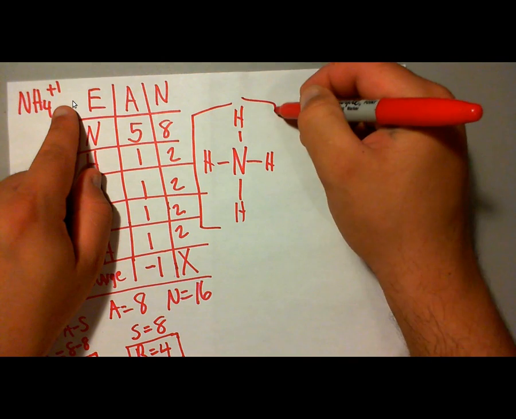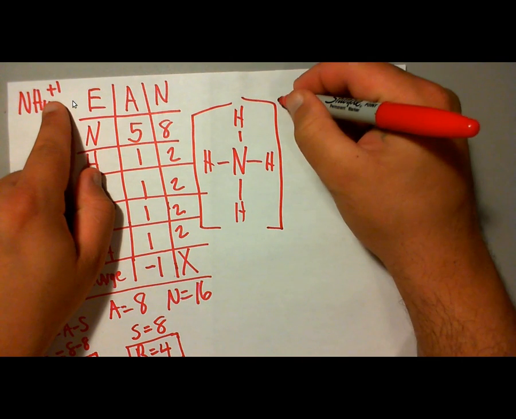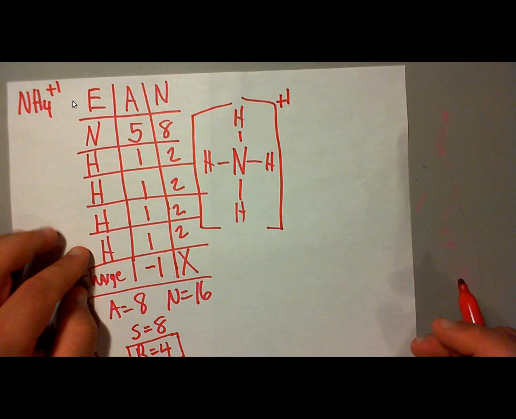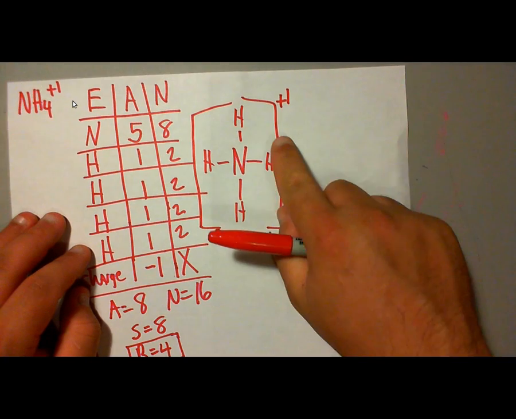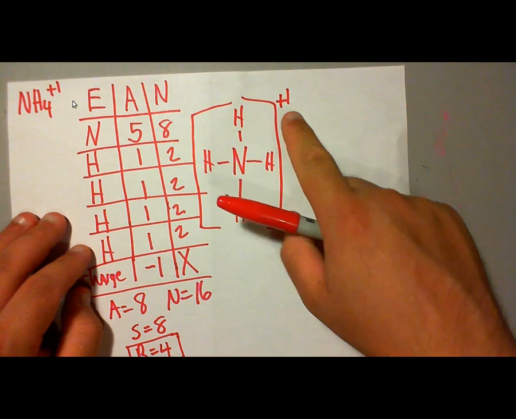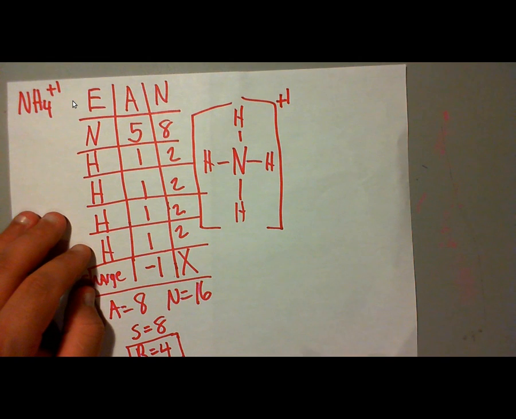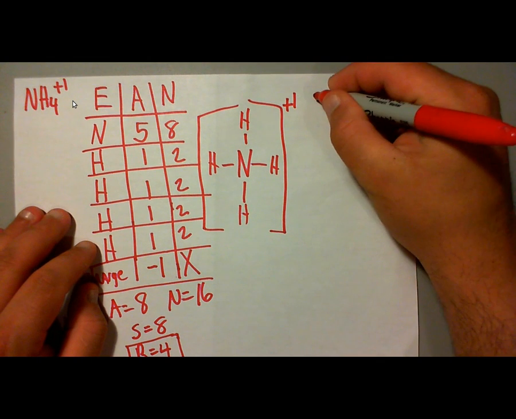And outside the bracket in the top right hand corner, we'll write the charge again, plus 1. Now it's okay if you write just plus or 1 plus. Technically you should write 1 plus, but this is the mathematician in me. Now let's go ahead and get the last bit of information. We need to get the orbital geometry.